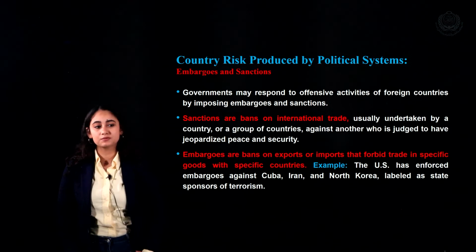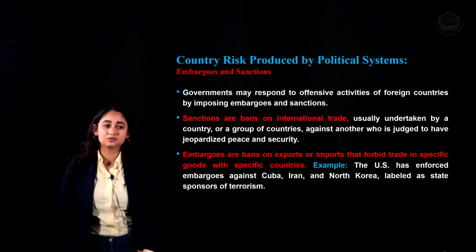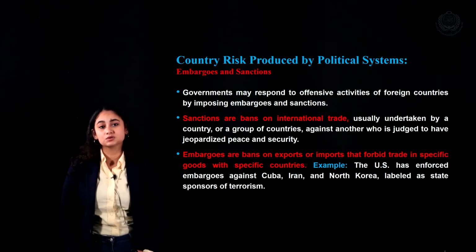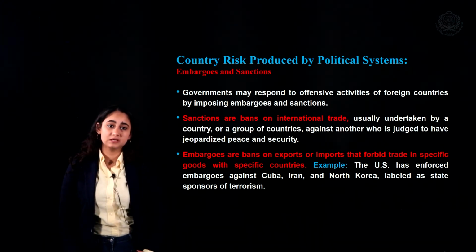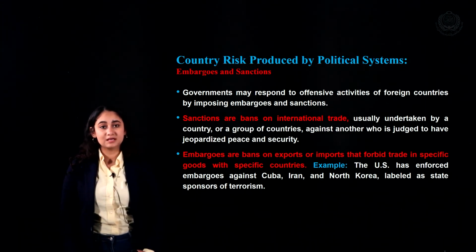An example of this is the US, when they enforced embargoes against Cuba, Iran, and North Korea, labeled as state sponsors of terrorism. Because they are having disputes with these nations, they banned all trade transactions with them. They said this is for the own good of the nation, so it's best to cut them off and not engage in any trade transactions with them.